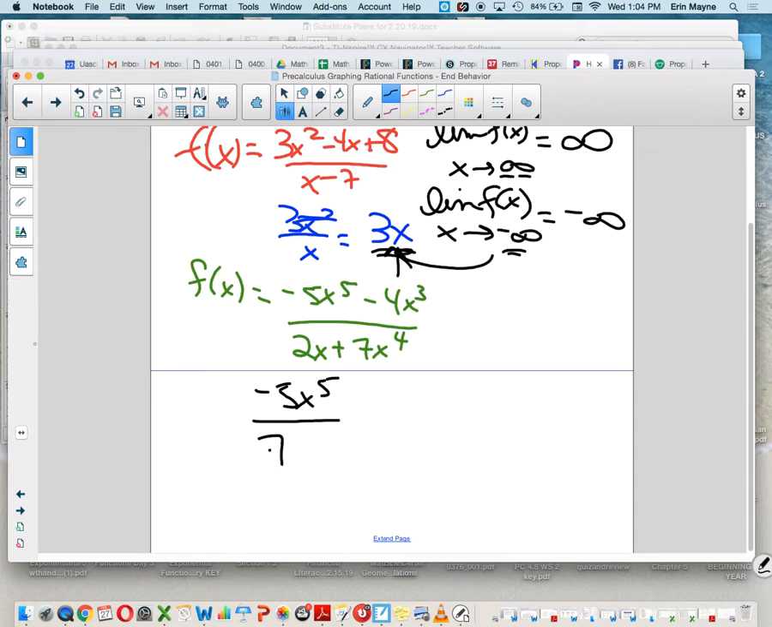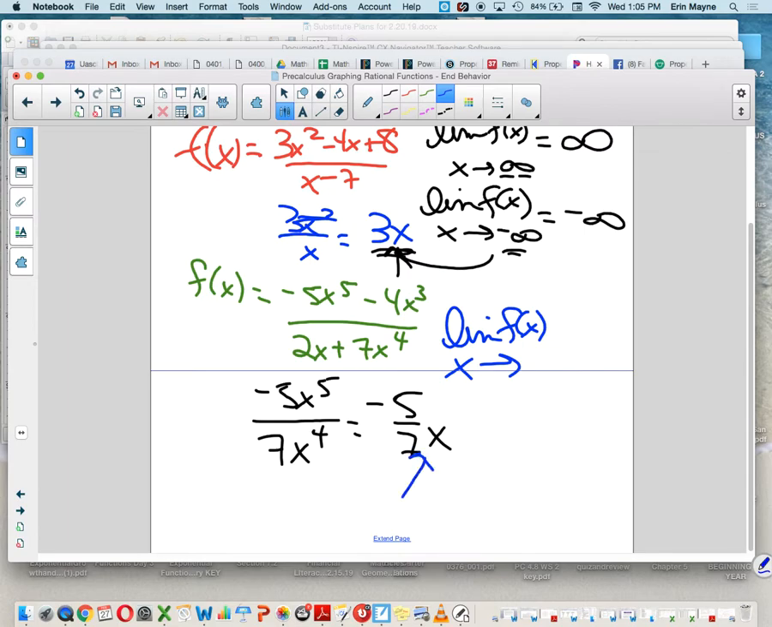Down below here in green, my highest term on top is negative 5x to the fifth, and on bottom is 7x to the fourth. When this simplifies, I get negative 5/7 x. Then, as I consider the end behavior, what's happening in the long run, I'm going to think about plugging in a really huge number. If I'm approaching infinity, a negative times a really huge number will become negative infinity. And as I stick in a really huge negative number, a negative times a negative is a really huge positive number.